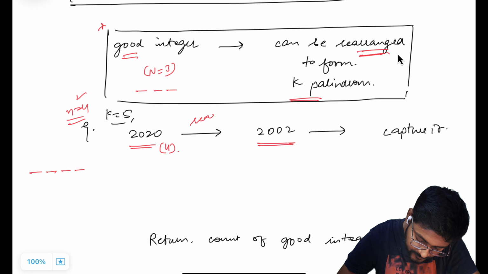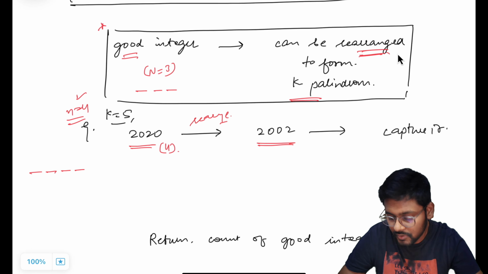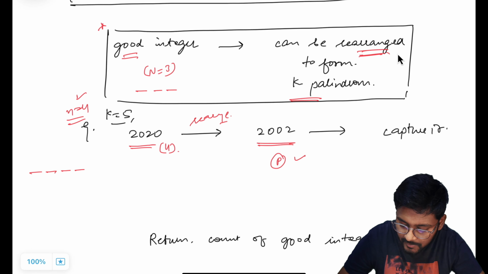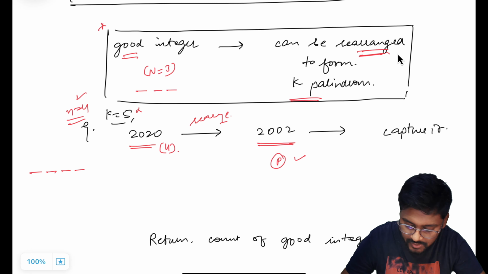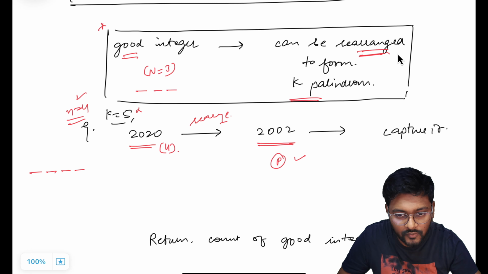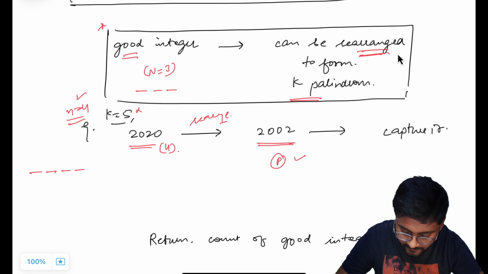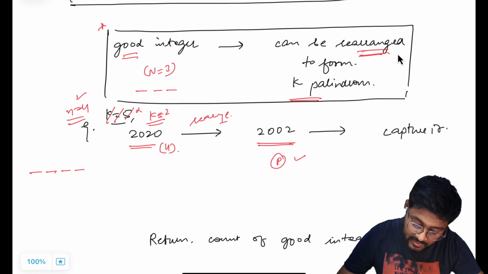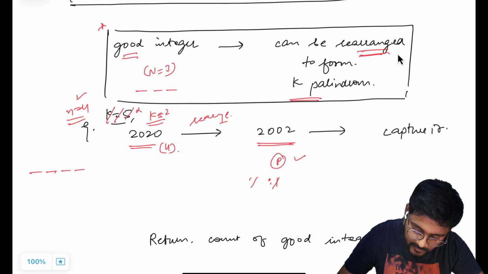Rearrange. So this is a palindrome, but is it divisible by k? No, this is not divisible by k, so we are not going to capture it. If I just update the value of k to 2, this is a palindrome and this is divisible by k as well.